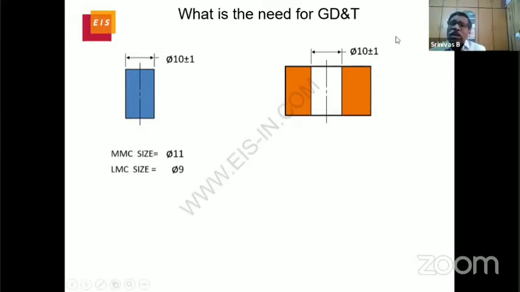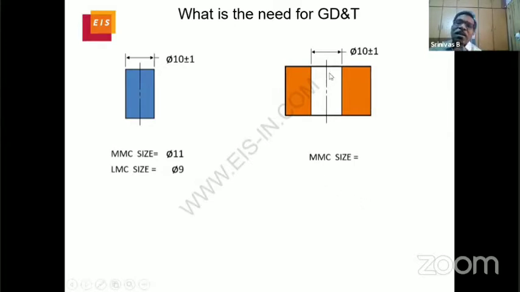Now, coming to this point, can you guess? Ladies and gentlemen, no answer is required. Just guess for yourself. I am telling you the answer. The MMC size here is 9 mm. Are you listening? I said the MMC size is 9 mm. You may be asking, Srini, what is the meaning of that?